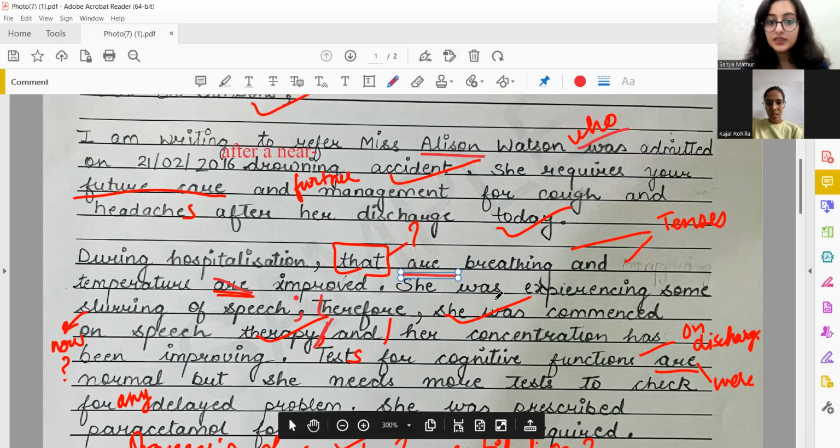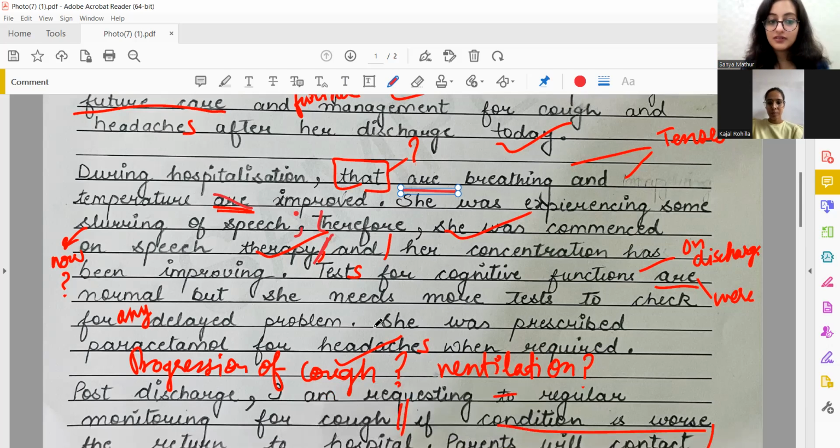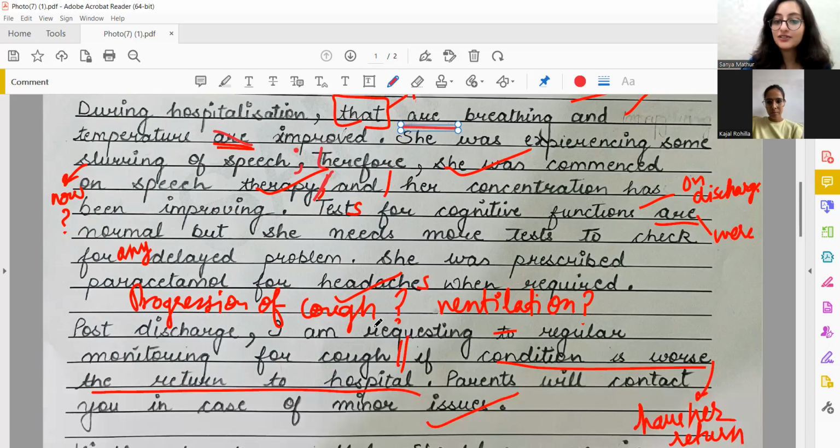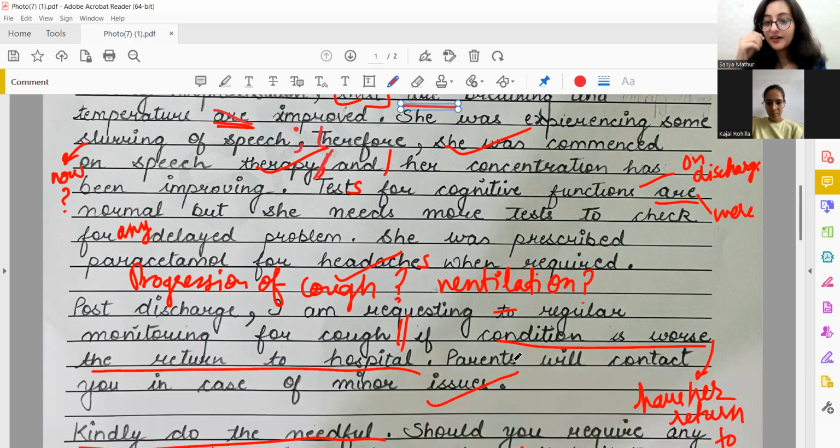Headaches and cough, but you didn't give any information about her situation in relation to the cough. So what you can write is that earlier she was producing pink sputum while coughing, and now she only has an occasional cough, right? That update becomes important because you are also writing later on that if the condition worsens. And instead of condition, it was particularly written cough. If the cough worsens, then she has to come back to the hospital. So that progression becomes important.